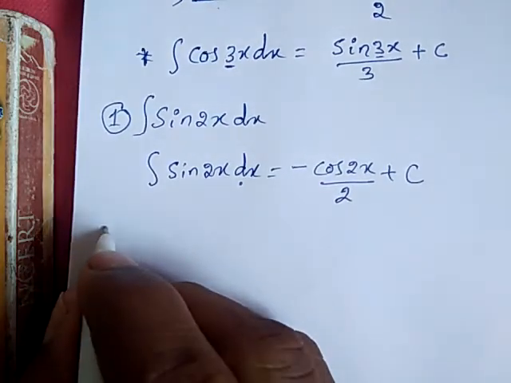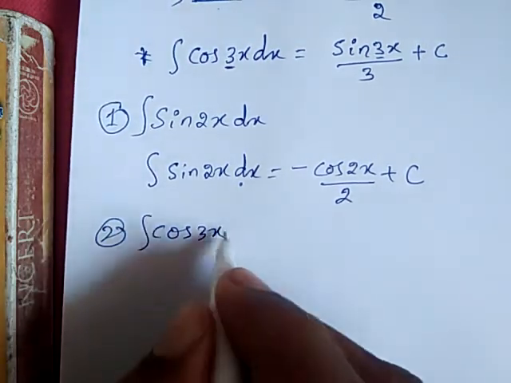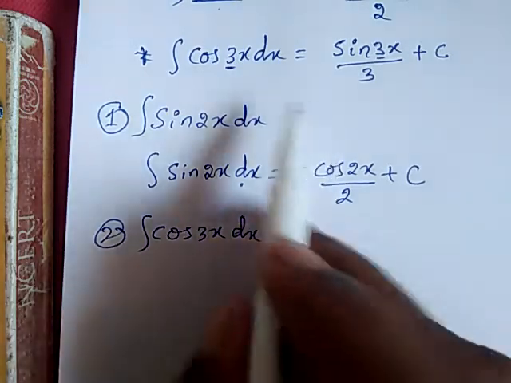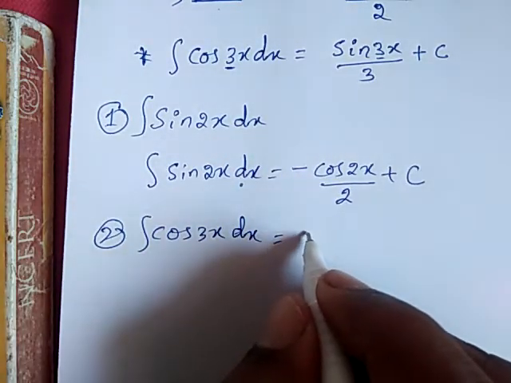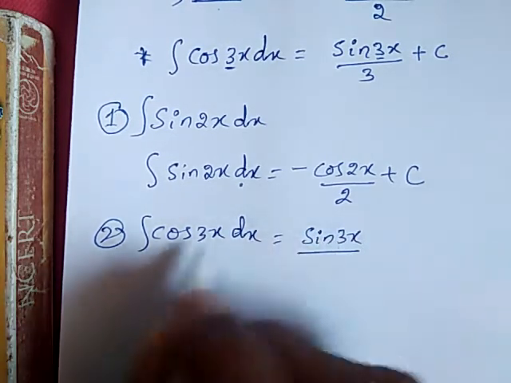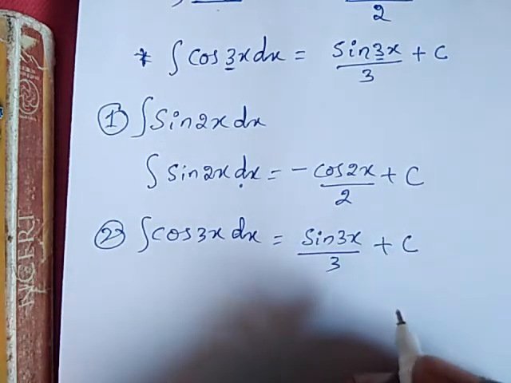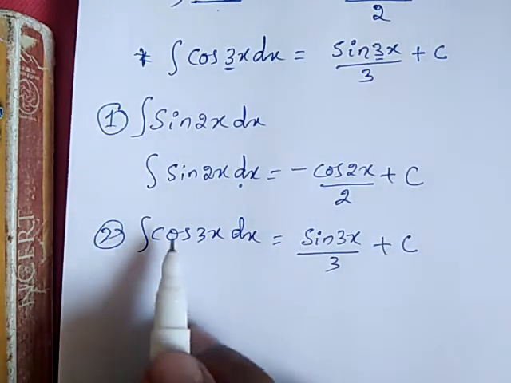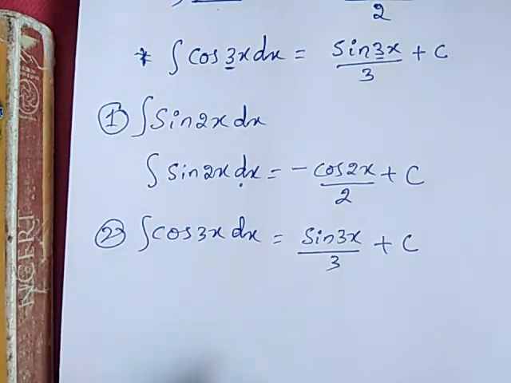Similarly, the second question is cos 3x. So you have to take the integration of cos 3x. Again we have just solved this one. Integration of cos x is sin x, so write sin 3x divided by 3 in the denominator, plus c. See how simple it is. So now sin 2x and cos 3x integration are already over.